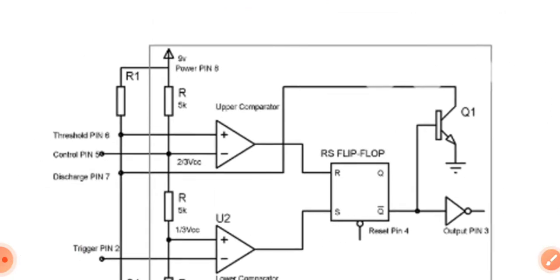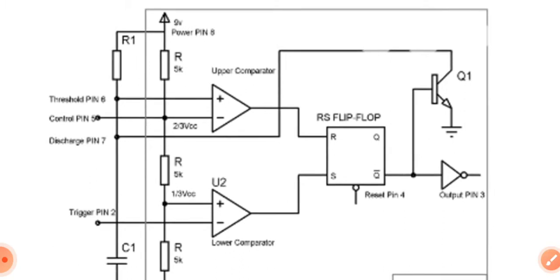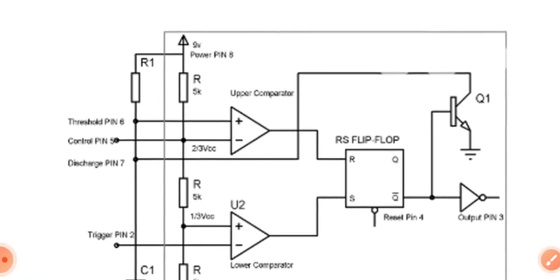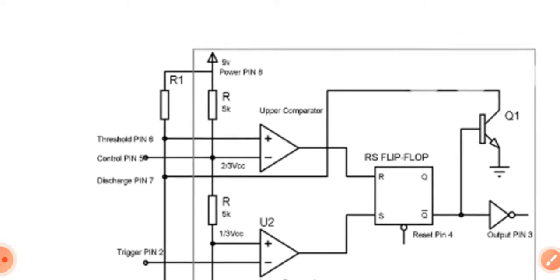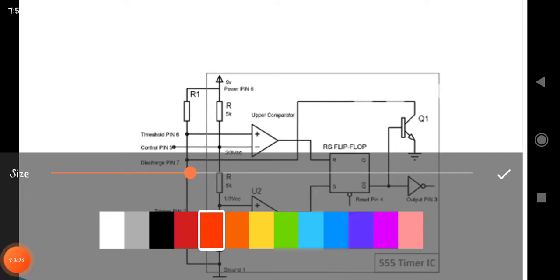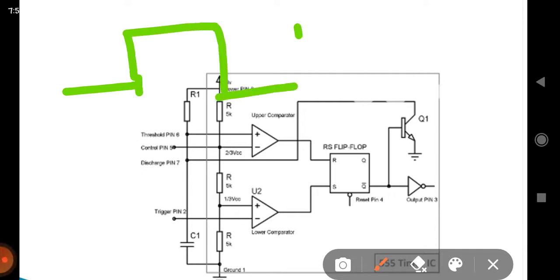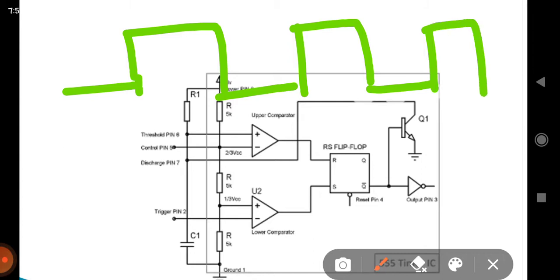The threshold is pin number 6, and the control pin is pin number 5, here. At 2/3 of VCC it is charging and at 1/3 of VCC it is discharging. Yes, this is the working condition of the circuit. Right. That is the monostable multivibrator. Let us see the output waveform graph of the monostable multivibrator. It is like that. The trigger is around discharging. I'm going to draw it.